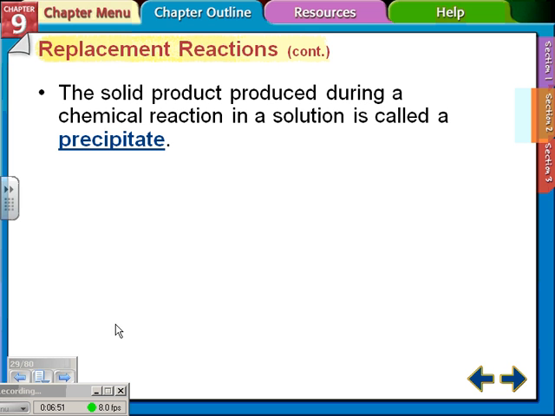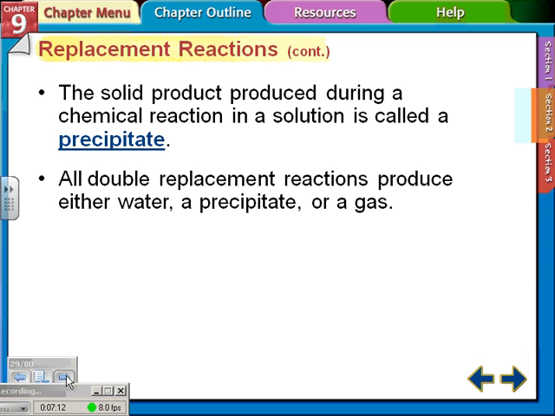A lot of times these double replacement reactions produce what's called an insoluble product, and that's known as a precipitate. It's one of your indicators that a chemical reaction has taken place, and it's a solid product. So you would have two clear liquids, you mix them together, and a solid product comes out of solution. That's a precipitate, and we'll see that when we do our chemical reactions lab. All double replacement reactions produce either water, a precipitate, or a gas.